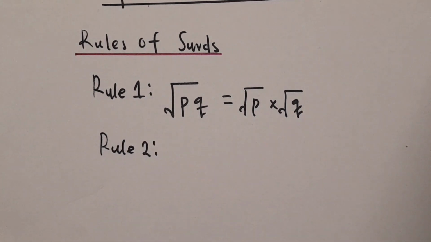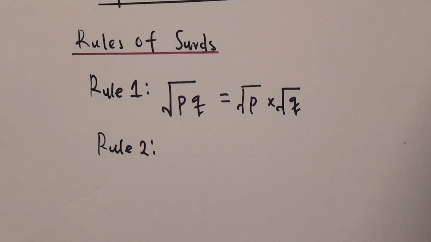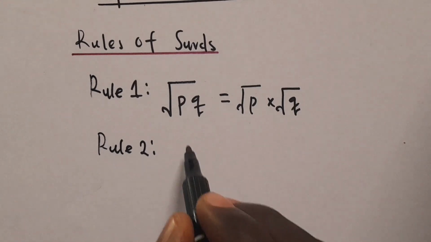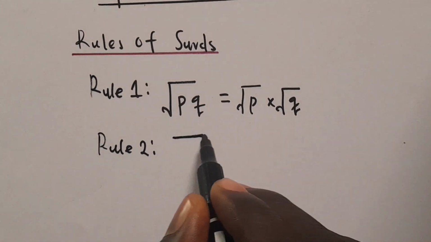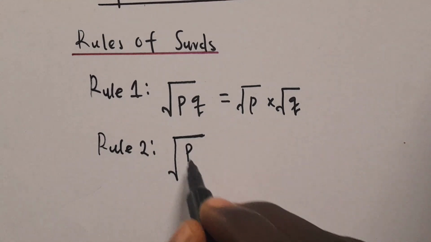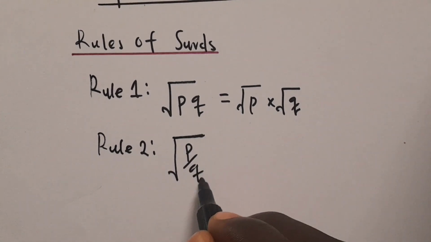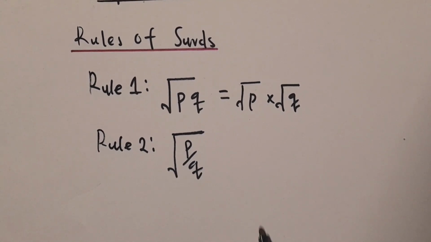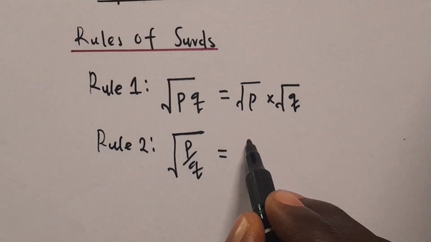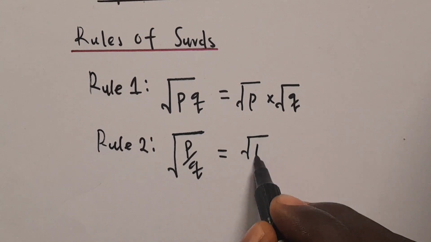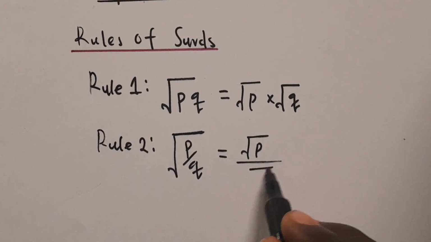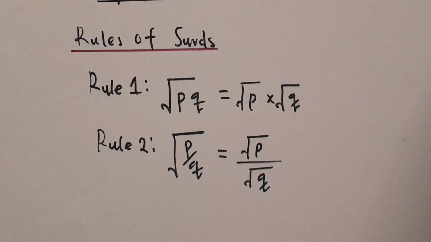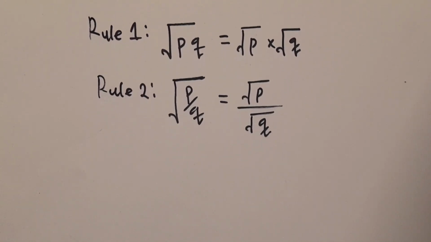Now let's take a look at rule 2. The rule 2 says, when you have square root of p divided by q, this can be simplified to equal square root of p divided by square root of q.